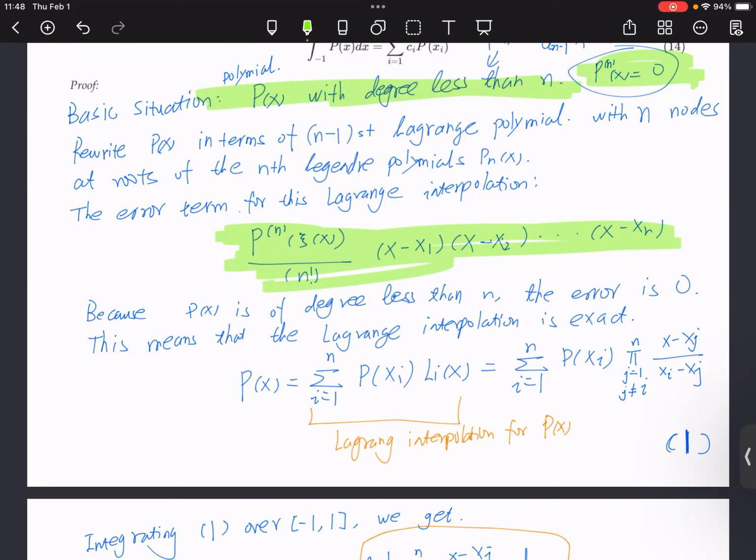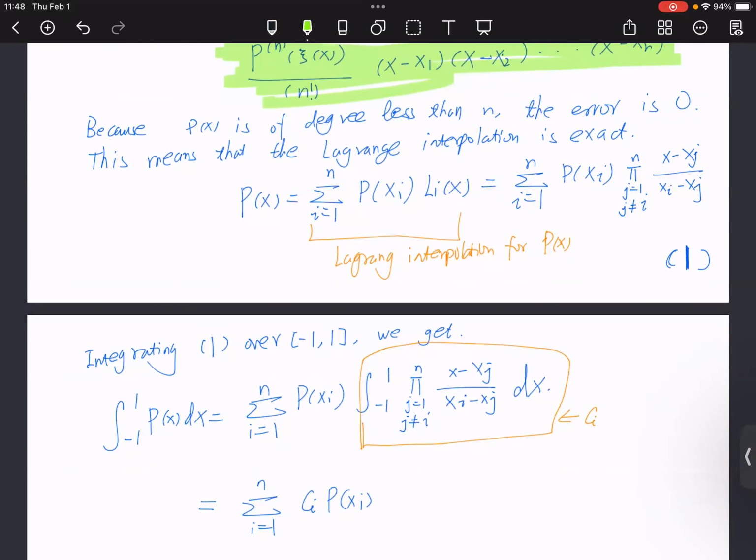And next, this is just the Lagrange interpolation for that polynomial. But what we are going to do is investigate some integrals. We are going to integrate these things over the interval -1 to 1. And this is what we did last time. We do the integrations on both sides, the left-hand side and the right-hand side.